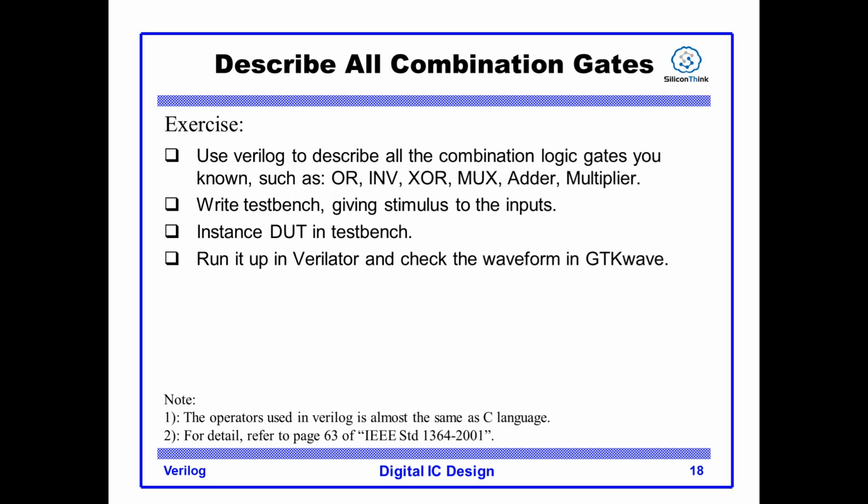That's all for this section. In this section, you have learned how to describe combinational logic using Verilog, how to generate simple stimulus to the DUT, and how to simulate it with Verilator and check the waveform in GTKWave. Please do the exercise. More practice, more progress. Thanks.